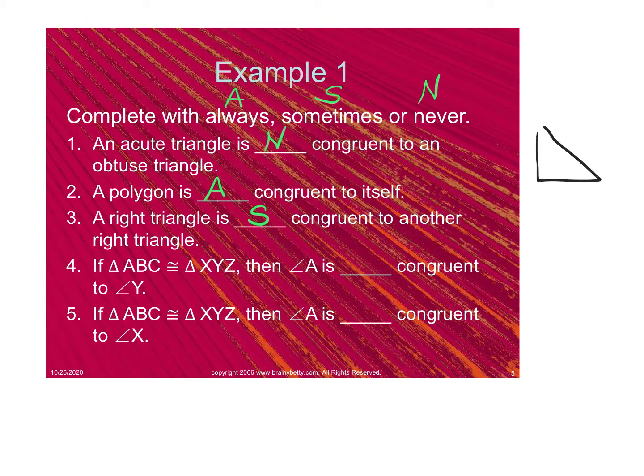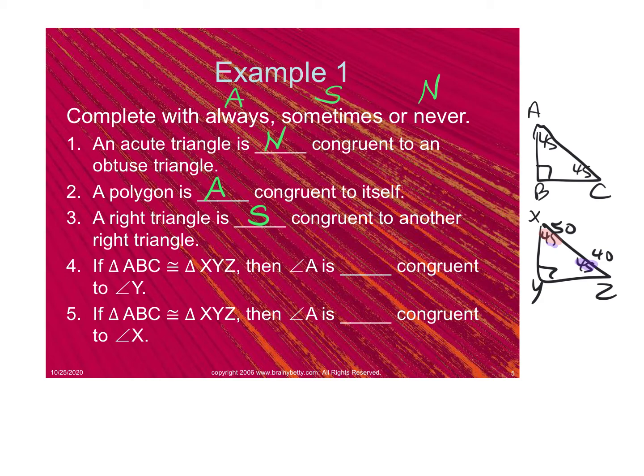So for example, let's say we have the right angle, and let's say these are 45 and 45, and this could be triangle ABC, and then XYZ. If it's got 45 and 45, then it's congruent. But let's say XYZ didn't have 45s here. Let's say instead, this one had 50 and this one had 40. They would both still be right triangles, but in this case, they wouldn't be congruent. So that's why it's sometimes.